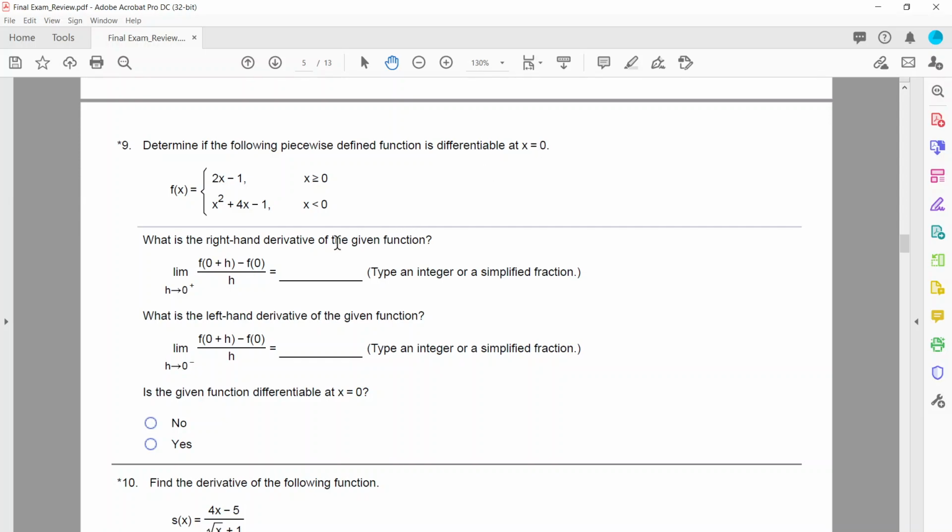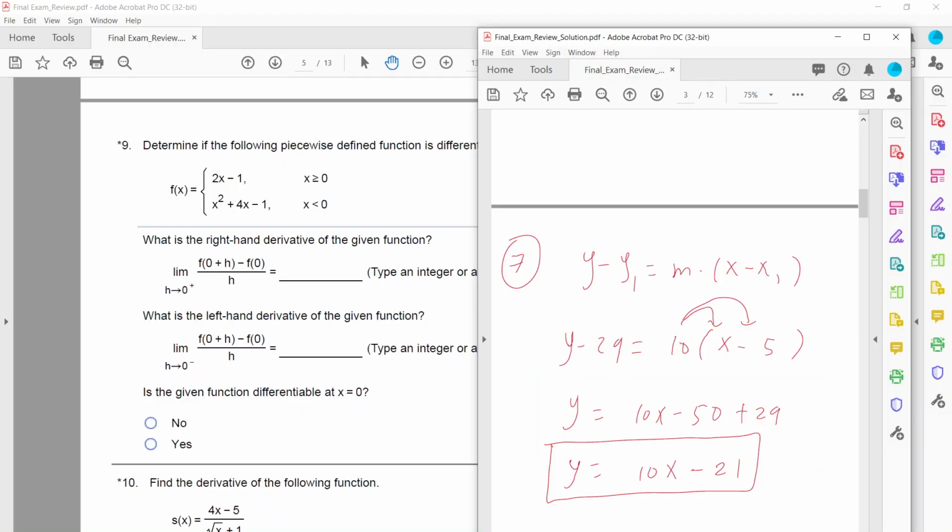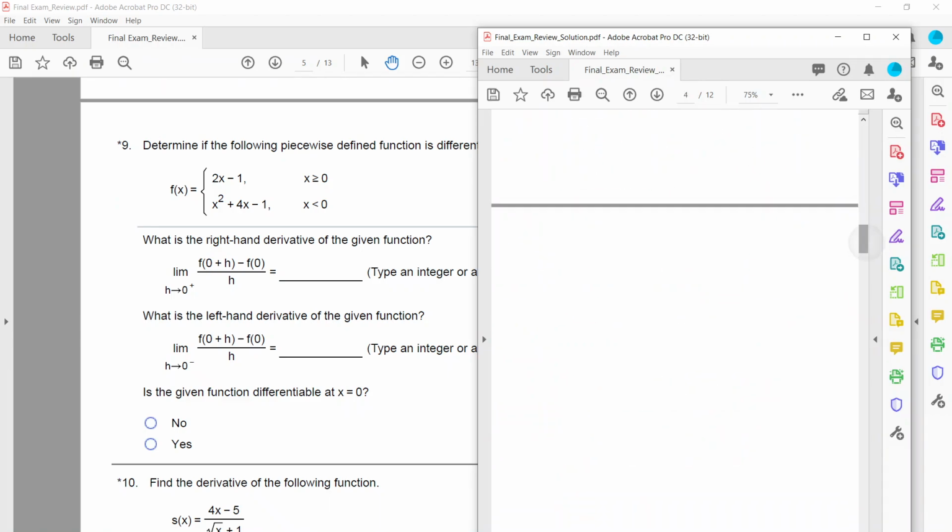So for that, a function f of x would be differentiable at any point a, and this is the definition of differentiability, when this limit on the right side does exist.